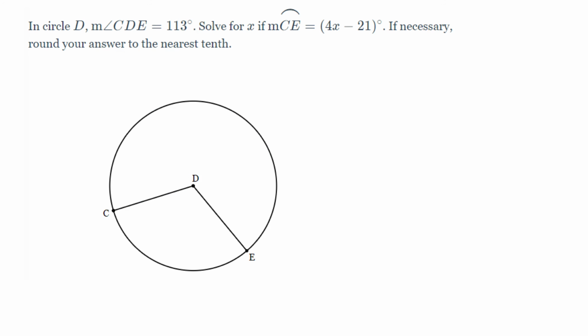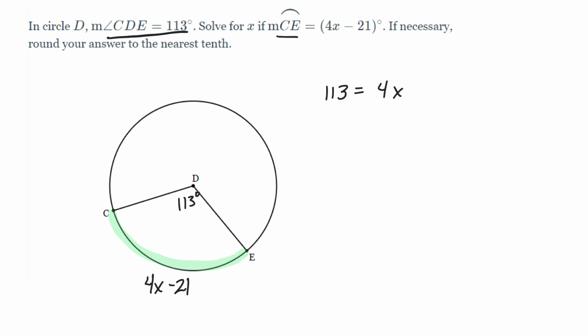The last example we're going to take a look at for the day, we see that CDE is 113 degrees. Go ahead and mark anything that you know. And it tells me that arc CE has a measurement of 4x minus 21. So unlike the last one where we had an inscribed angle and there's the 2-to-1 ratio, this is a central angle. So central angles are just equal to the arcs in which they touch.